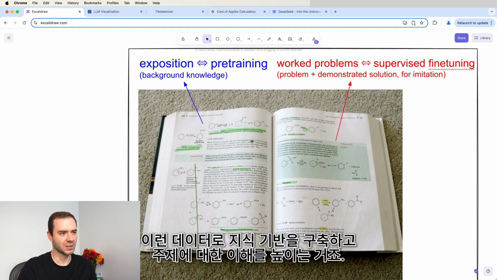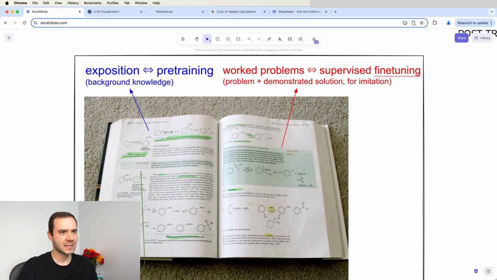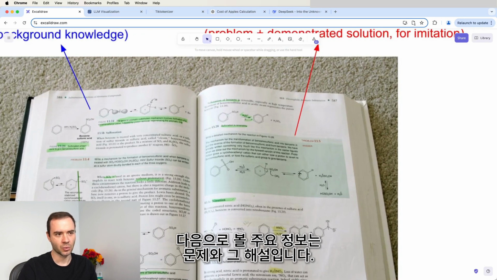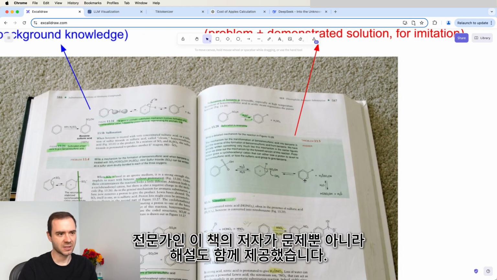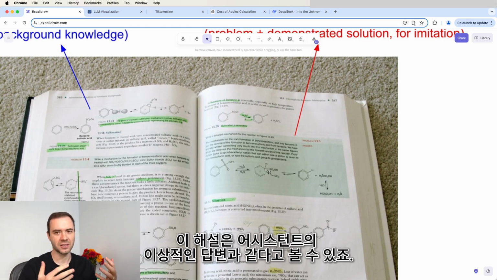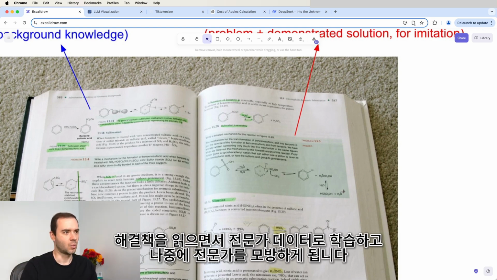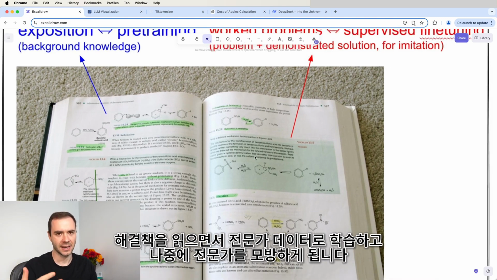So it's where we build a knowledge base of this data and get a sense of the topic. The next major kind of information that you will see is these problems with their worked solutions. Basically a human expert, in this case the author of this book, has given us not just a problem, but has also worked through the solution. And the solution is equivalent to having an ideal response for an assistant. The expert is showing us how to solve the problem in its full form. So as we are reading the solution, we are basically training on the expert data, and later we can try to imitate the expert.